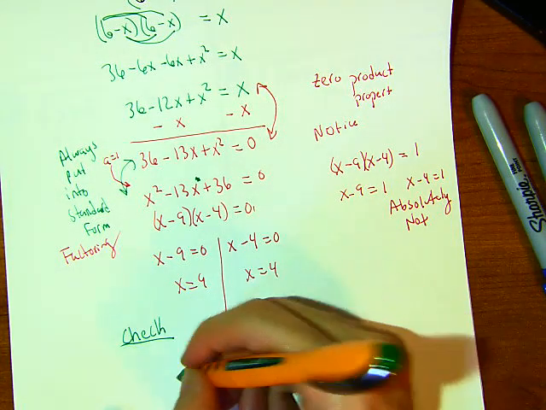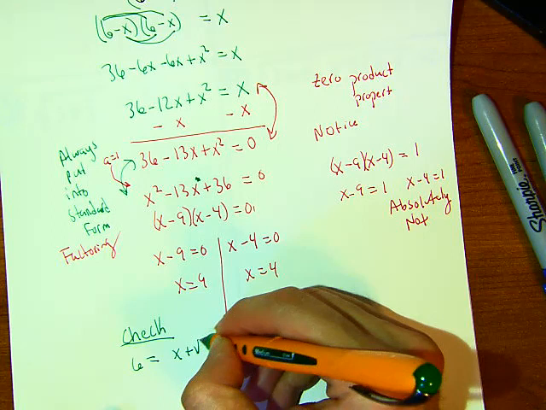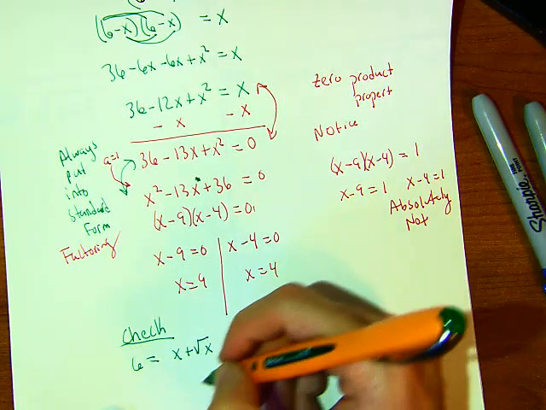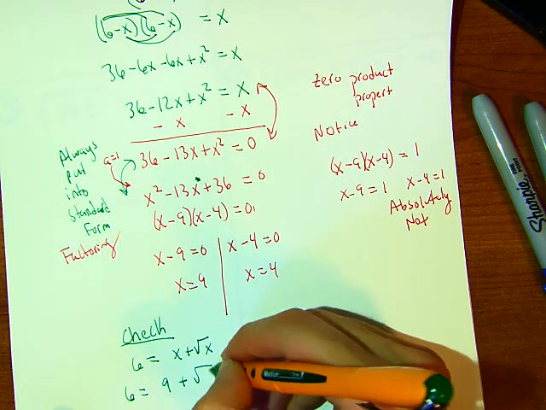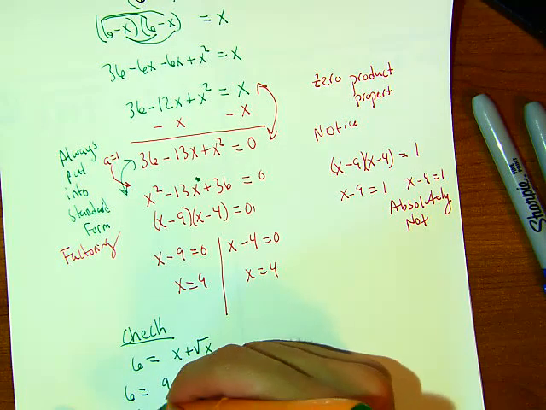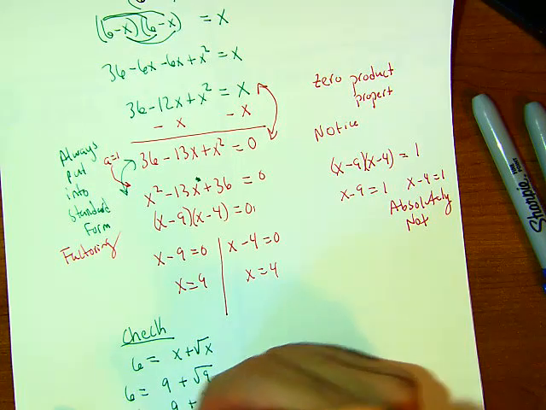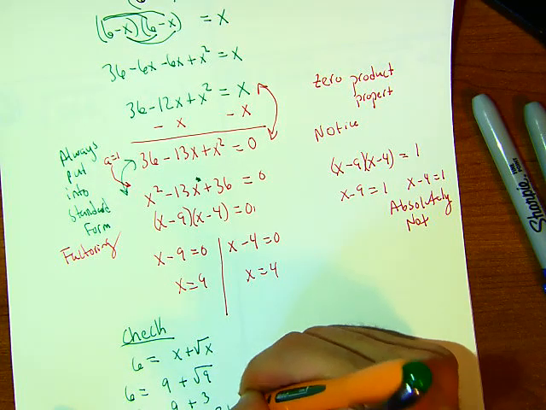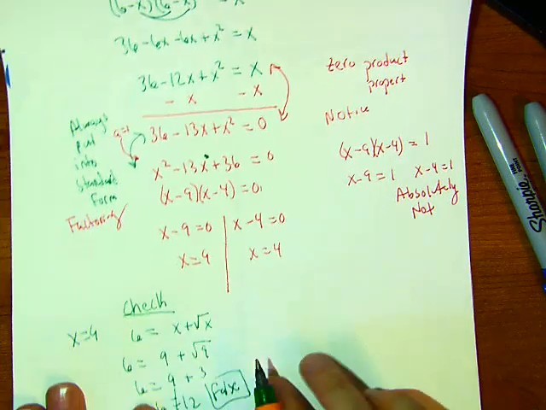And now here, if you were to check it, 6 is equal to x plus square root of x. So 6 is equal to 9 plus square root of 9. So 6 is equal to 9 plus 3. 6 equals 12. This is false. So x equals 9 doesn't seem to work.